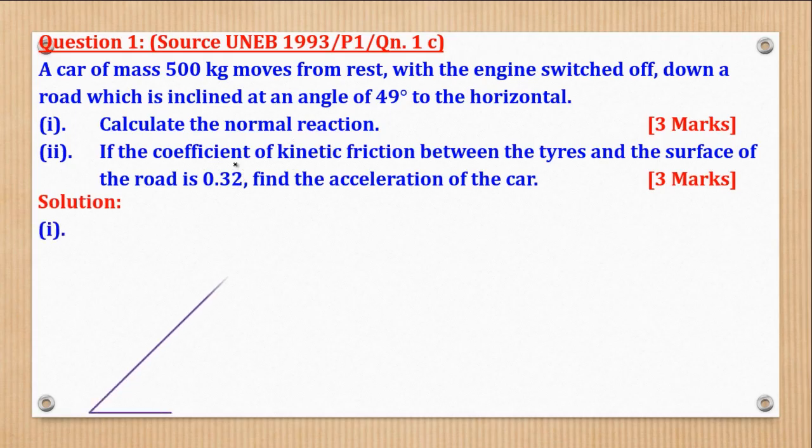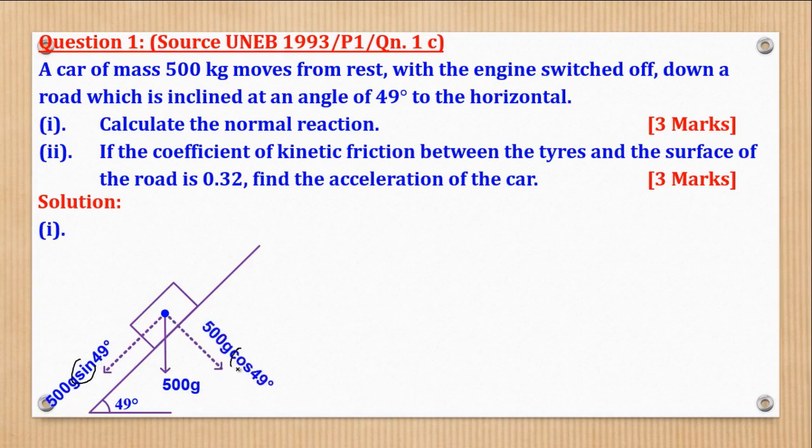So here we shall need to illustrate. This is the angle 49. Then the weight must act vertically downwards. Then from there, remember to resolve parallel to the plane. Like I said, it will always be sine. Then perpendicular to the plane will always be cos. Always. Then the normal reaction is in line with this component.